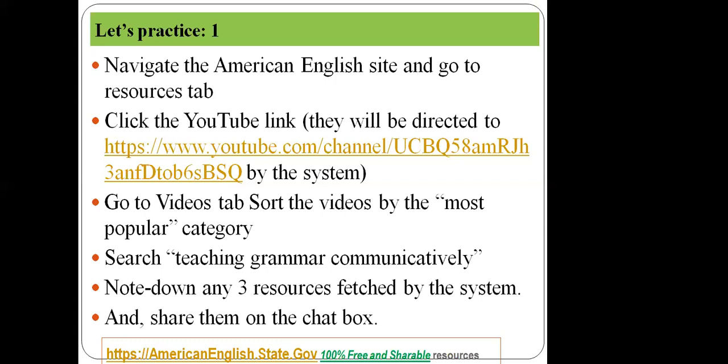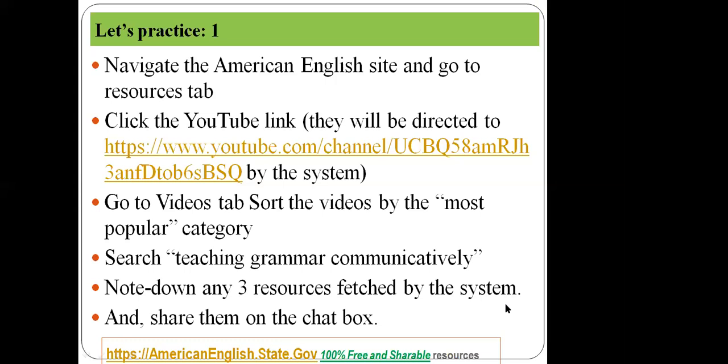Sort the videos by the most popular category. Search teaching grammar communicatively, and note down any 3 resources fetched by the system and share them on the chat box. If you are using your mobile phone, I think it's difficult to swap to this site.